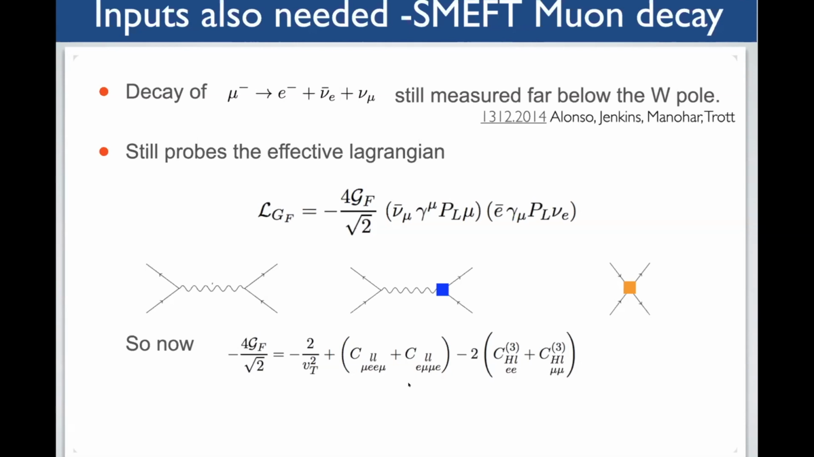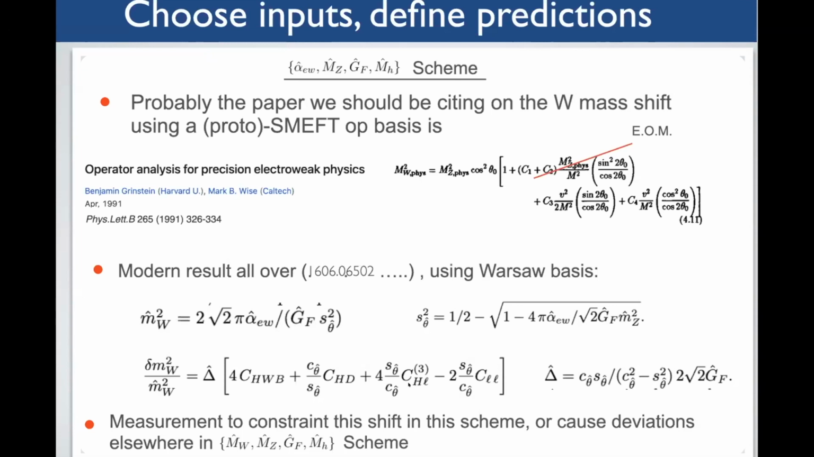Okay, so what people are doing, just to set the stage for the fit results and to remind and get everyone on the same page, is they're using a set of input parameters like that GF we just talked about, but also other ones like the Z mass and also alpha electroweak. And then they're basically making a prediction for the W mass and comparing against the expectation in the standard model with radiative corrections. So it's probably arguable, but as far as I know, we probably should be citing this paper by Grinstein and Wise in terms of this mass shift prediction.